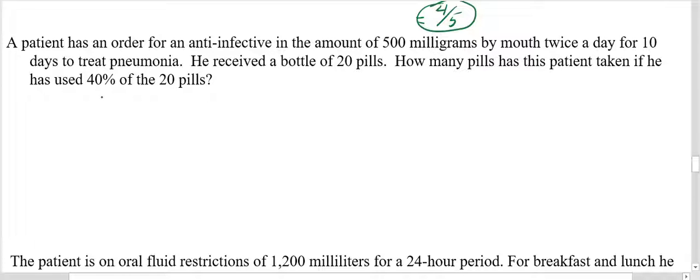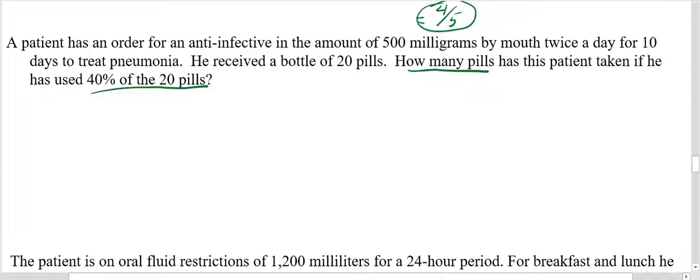A patient has an order for an anti-infective in the amount of 500 milligrams by mouth twice a day for 10 days to treat pneumonia. He received a bottle of 20 pills. How many pills, this is where we get to our question, how many pills has the patient taken if he used 40% of the 20 pills?